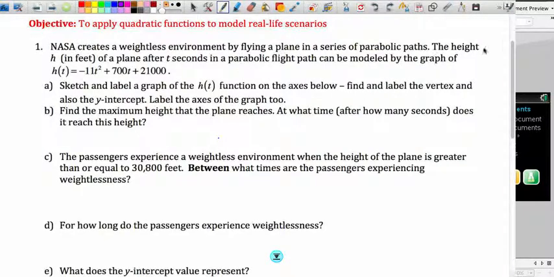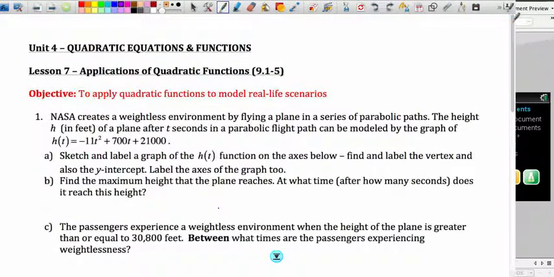Okay, welcome to the video for our final section on quadratic equations and functions. And what we're looking at today is applications of quadratic functions. And so now we're going to get examples of the real life use of the quadratic functions, and we're going to have to graph, find x-intercepts and y-intercepts, maximums, possibly minimums, and we're going to have to interpret those in the context of what the problem is talking about.